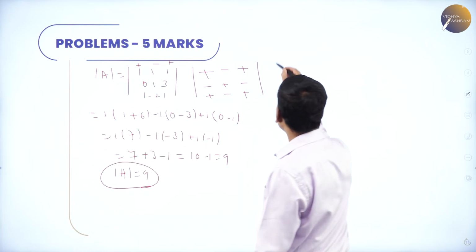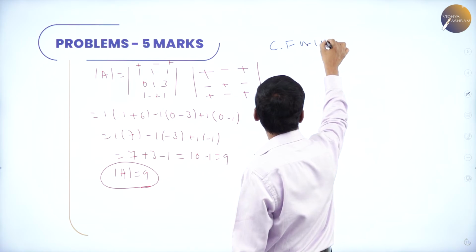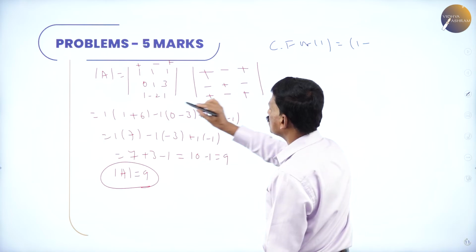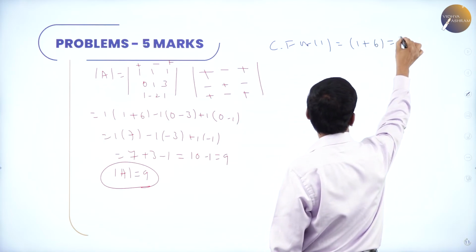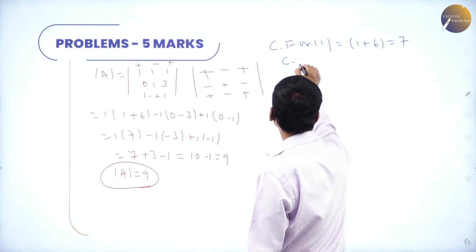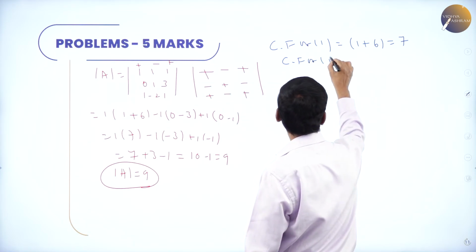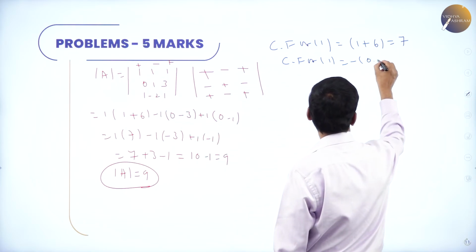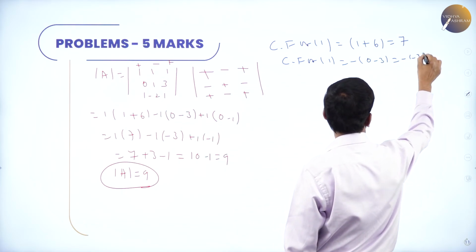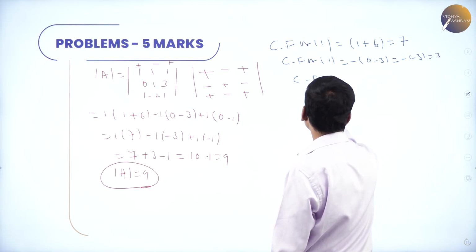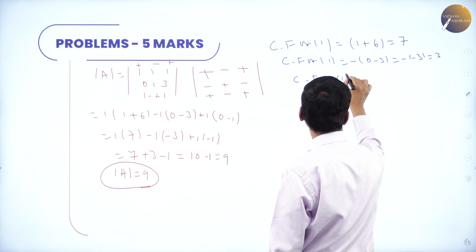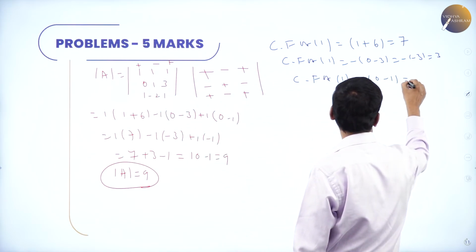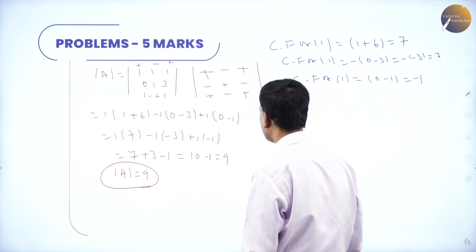Diagonals are positive. The cofactor of 1 is 1 ones are 1, minus into minus plus, 2 3s are 6, this is equal to 7. Next, the cofactor of 1, the sign is minus, this row and column is gone, 0 minus 3. This is minus of minus 3 is plus 3. Again, cofactor of 1 is, this row and column is gone, 0 minus 1 is equal to minus 1. So we have 7, 3 and minus 1.